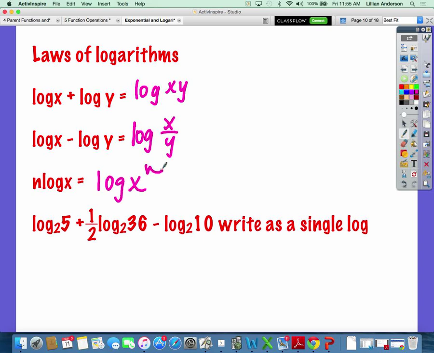Don't forget the same reason why we take the log of both sides, so we can bring the variable out of the exponent. Same type of concept here. And this can be used when you're solving logarithms, as well as expressing a super long logarithm as a single logarithm, such as this: log base 2 of 5 plus 1/2 log base 2 of 36 minus log base 2 of 10. You have to write this as a single logarithm.